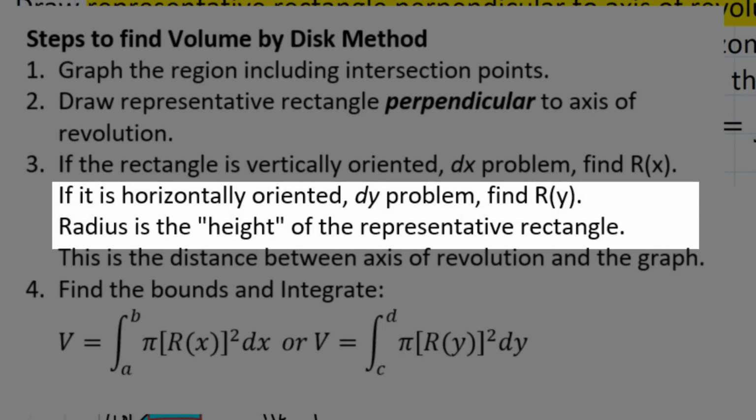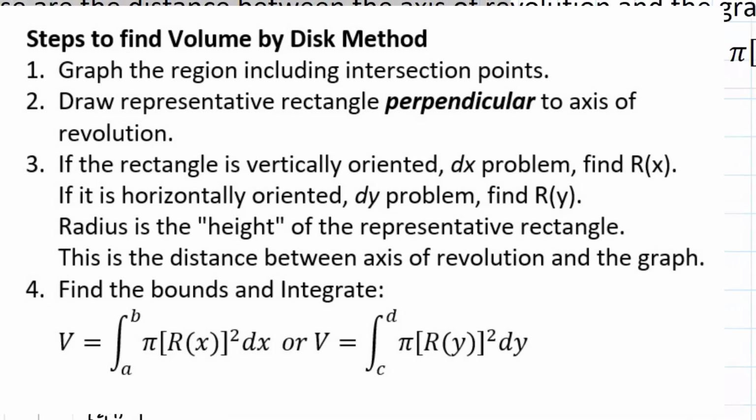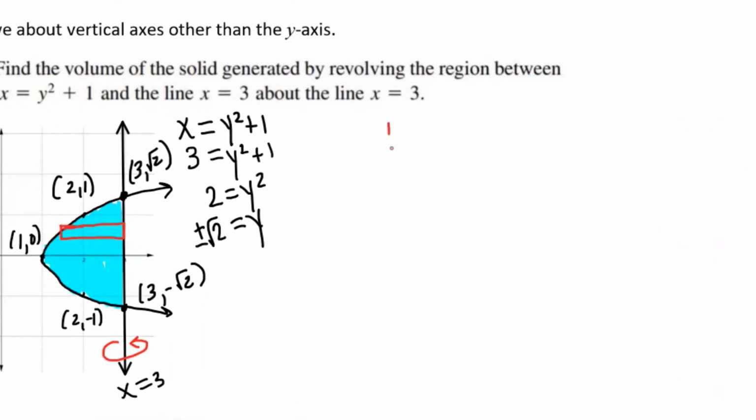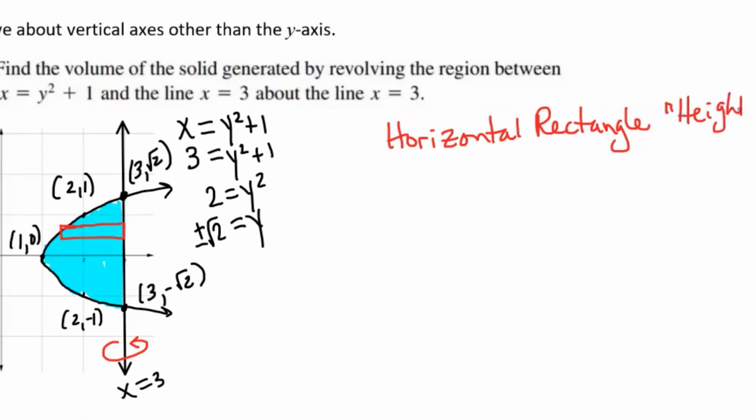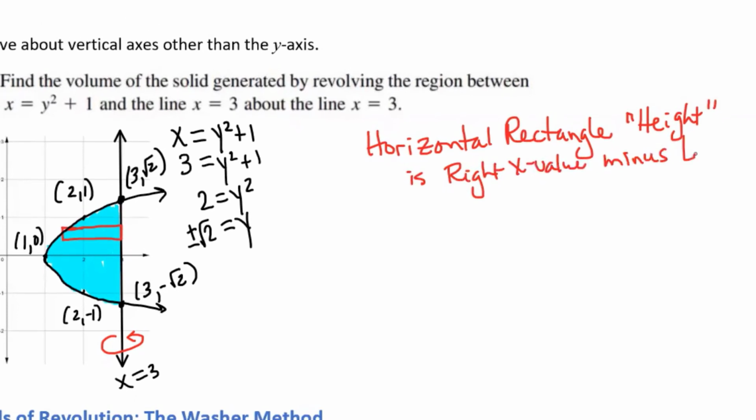The rectangle is horizontally oriented. Find r of y. Remember, it also says in step 3, these are the distances between the axis of revolution and the graph. What I mean by that is the height of the representative rectangle. When you have a horizontal rectangle, I'm going to put height in quotes because obviously it's sideways, it is right x value minus left x value.